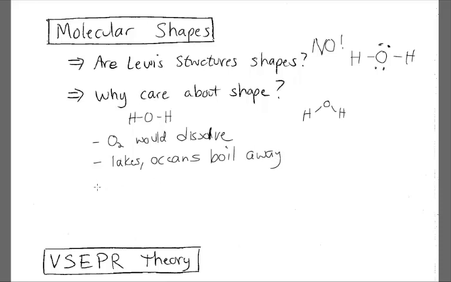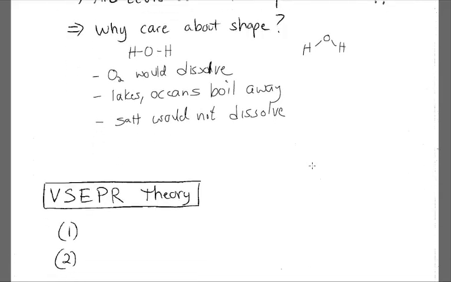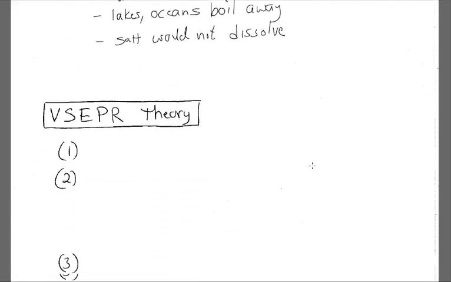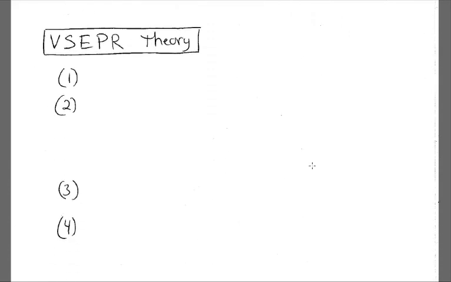And third, if we happened to have a cold enough day and did have ocean, it would contain no salt. Salt would not dissolve in water to any appreciable extent. Okay, so our life would be extremely different if water were linear. And that's supposed to convince you that shape is really, really important to explain properties of molecules. All right, so what does give us shape if it's not Lewis structures?